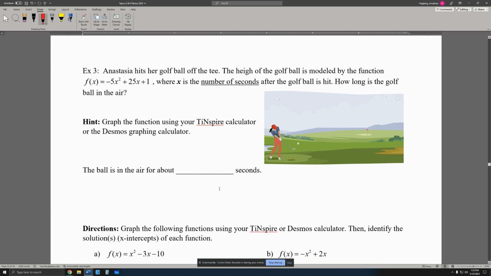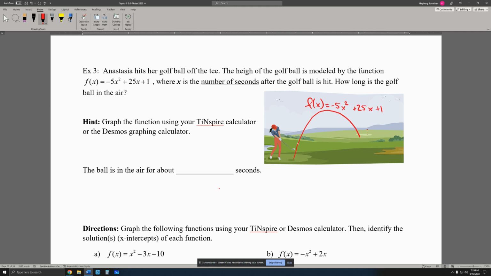Example 3. Anastasia hits her golf ball off the tee. The height of the golf ball is modeled by the function f of x, where x is the number of seconds after the golf ball is hit. How long is the golf ball in the air? In order to graph this, I notice that Anastasia hits the golf ball off the tee and it goes up into the air and then it lands somewhere out there. This is modeled by f of x is equal to negative 5x squared plus 25x plus 1.